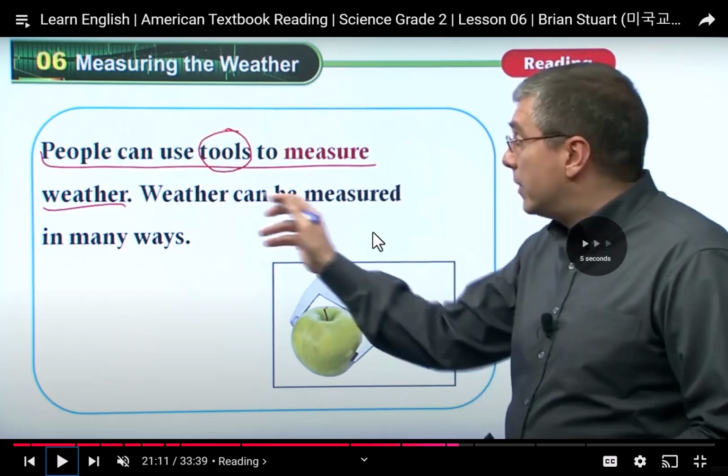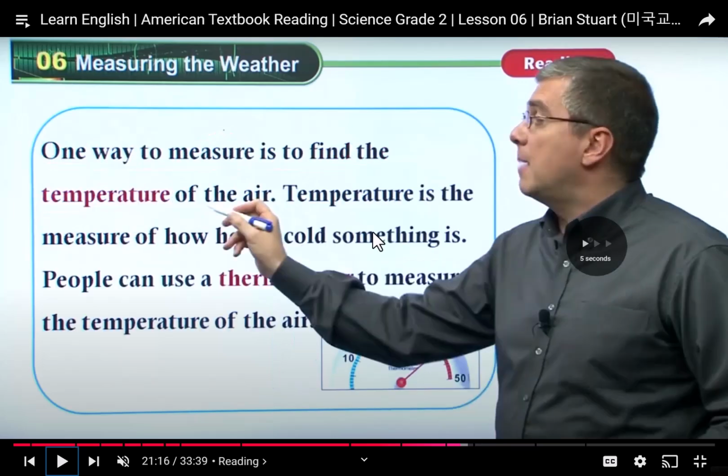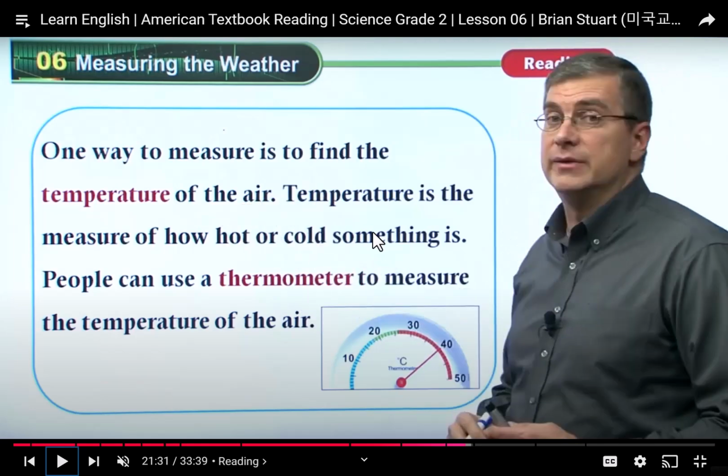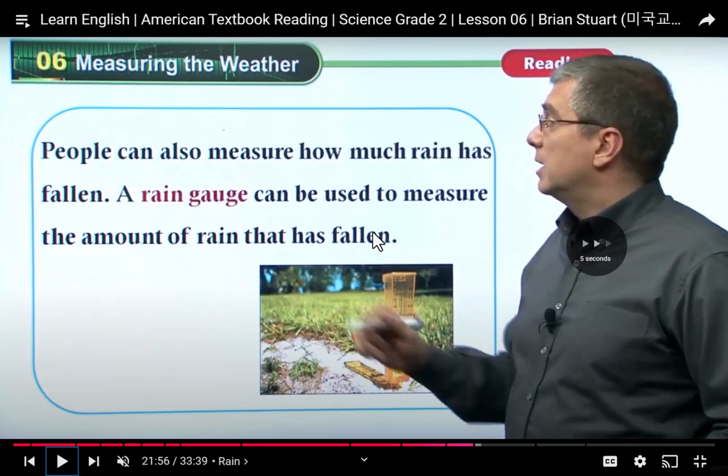People can use tools to measure weather. Weather can be measured in many ways. One way to measure is to find the temperature of the air. Temperature is the measure of how hot or cold something is. People can use a thermometer to measure the temperature of the air.